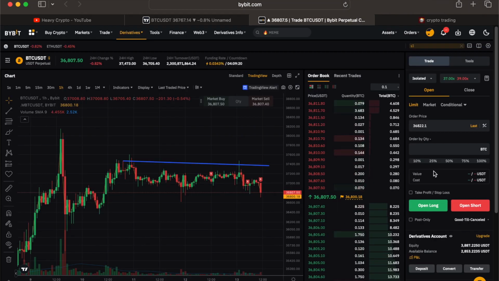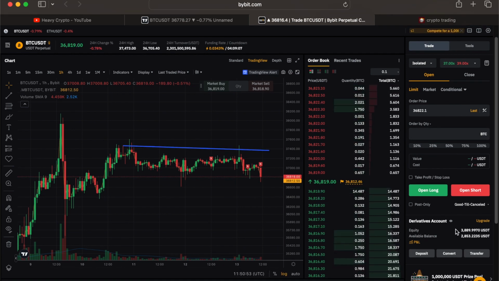So let's go back to this tab, because this is a very important tab, and this is where we all place trades and stuff like that. As you can see, this is my equity. In this account I have approximately 3,809 US dollars, and my available balance right now is 2,853 that I can use to trade.